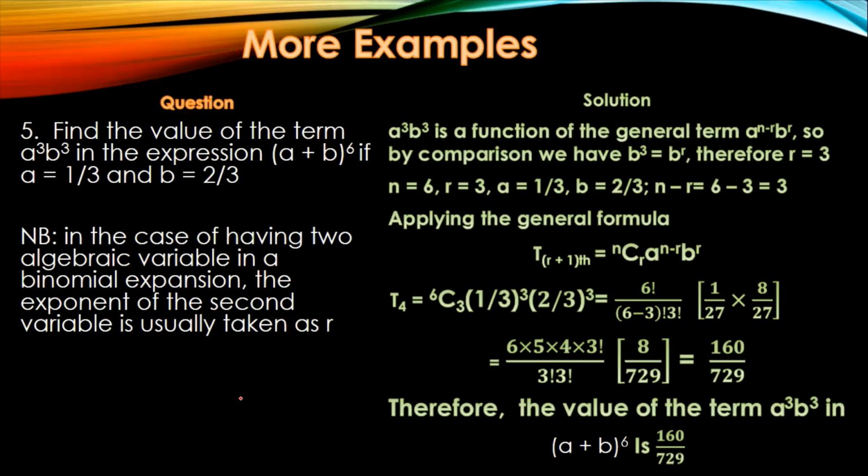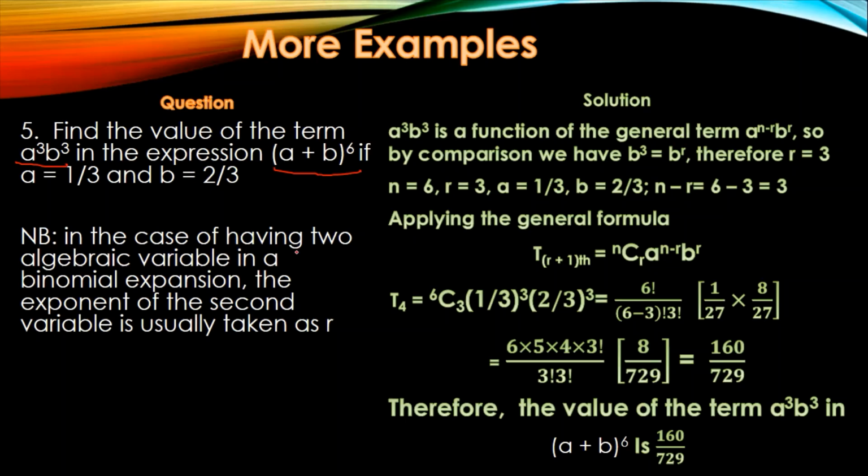Now in part 3 of binomial theorem, we looked at how to find the coefficient of an expression. In this case, we are looking at how to find the value of a term in the expression. So this a raised to the power of 3, b raised to the power of 3 is a term. We are asked to find the number attached to this term. Is that okay? Now let's look at what this says.